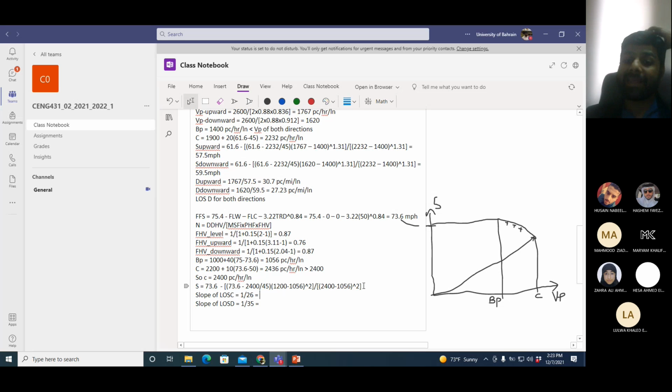Why am I taking the inverse here for the slope? Because the slope of this graph will be speed upon flow, right? Speed upon flow. And density is the inverse of that, flow upon speed. So that's why I'm taking the inverse. So give me these values, the values of the slope.